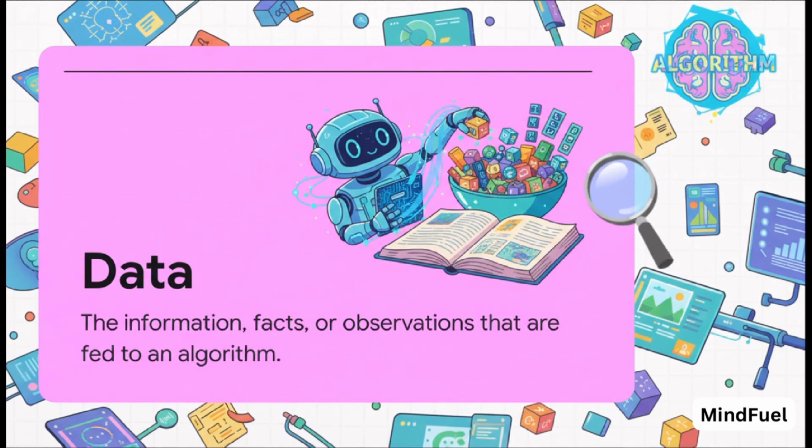Okay, so if the algorithm is our recipe, then the data? Well, that's all of our ingredients. This is the raw information we feed into the system. All the facts, the numbers, the pictures, the words. Without data, the algorithm has absolutely nothing to work with. It's like having a great recipe, but a totally empty pantry.